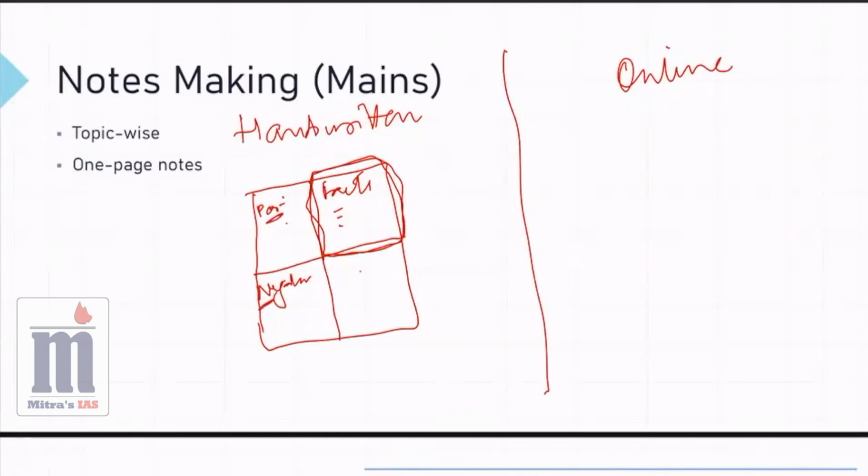Okay. And see, there are no hard and fast rules that you have to make notes only in 1 page. They can extend to 2 pages also, but try to make it in 1 page. That will help you make your notes crisp.